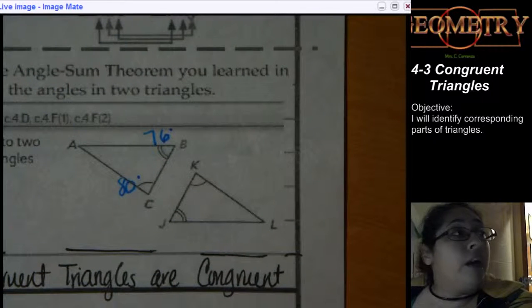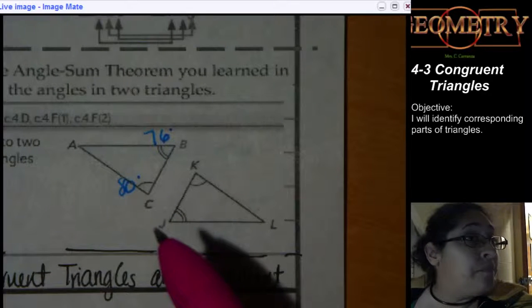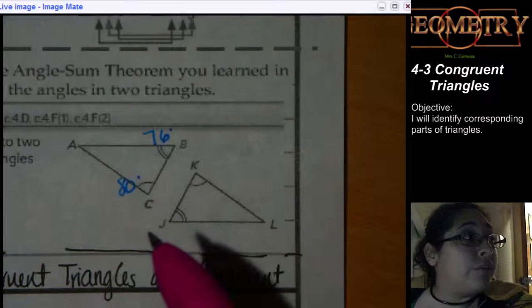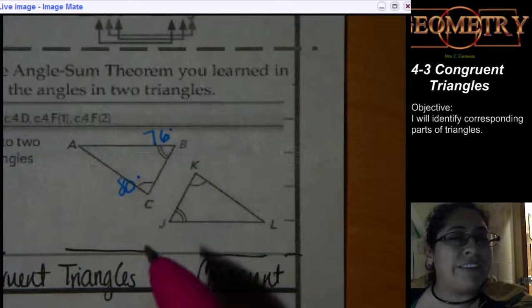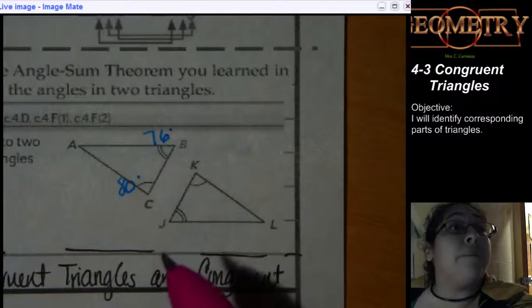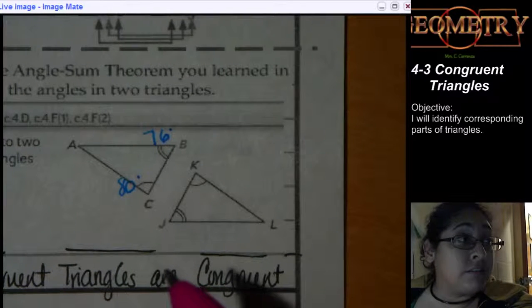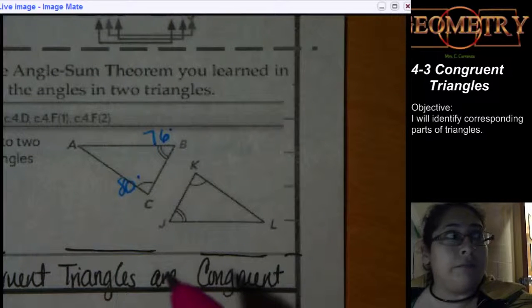Now, I have this one triangle on the left, triangle ABC. What's the measure of the third angle? How would you find that? You add them and then subtract from 180. The triangle angle sum gave you that, yes? Bust out your calculator apps. Do it.